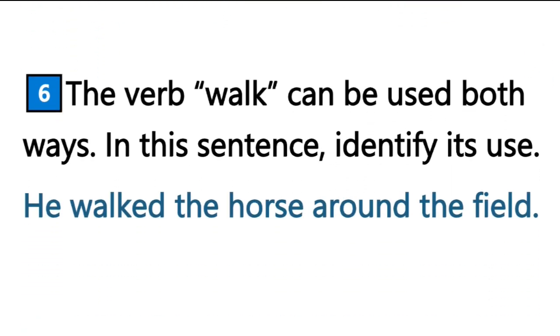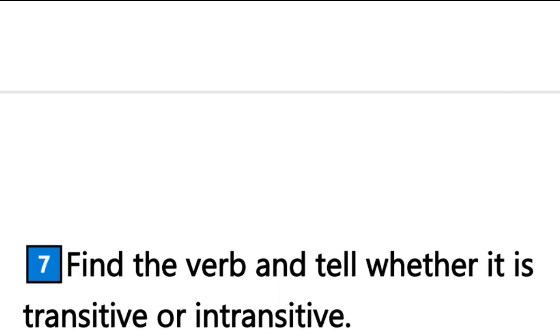Let's talk about question number 6. The verb walk can be used both ways. In this sentence, identify its use. Walk, you have to focus on this verb. He walked the horse around the field.